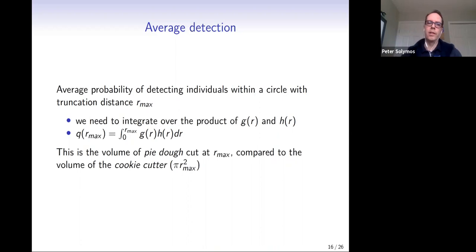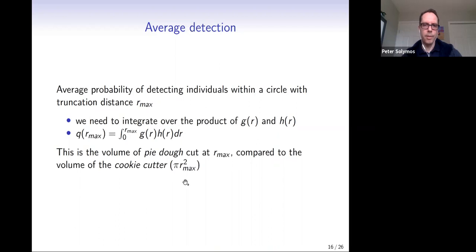And the ratio of the two, so the dough versus the volume of the cylinder, is going to give us this average detection. So this is how much we need to account for within that area to get it back to the perfect detection level. So whatever area is missing there, that is going to be proportional to the individuals that we won't be able to detect within this distance. And that's why we call it average detection, because if we can somehow calculate this, then we have a nice way of adjusting back to the original density.